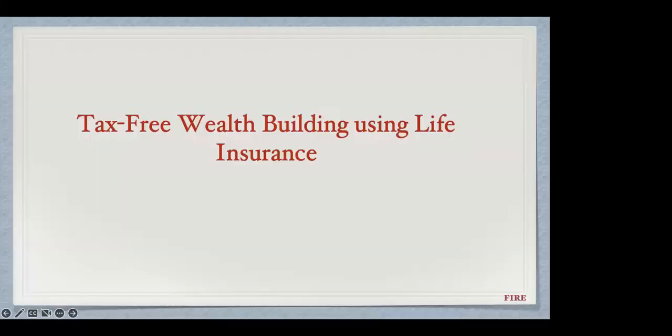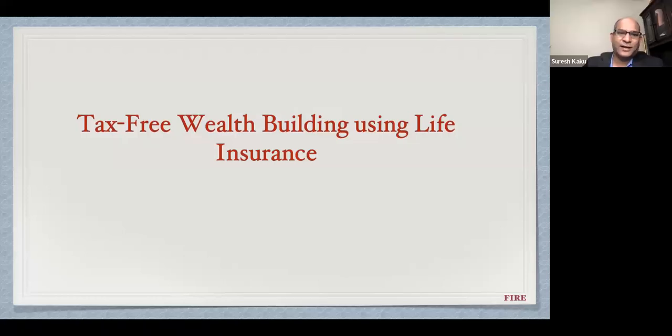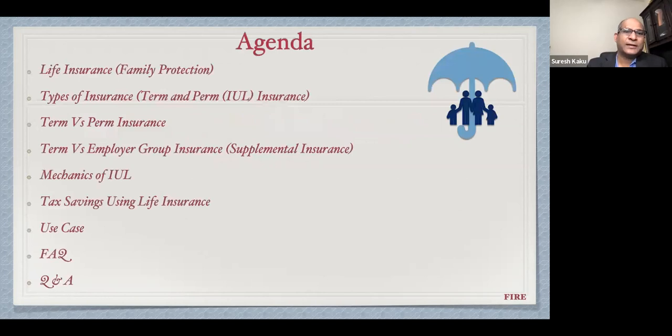Yes, Suresh garu. Okay, so today's topic is basically how to build wealth tax-free using the life insurance strategy. So this would be the agenda for today. First and foremost, how we can protect our family. Then, what are the types of insurance that are available? What is the difference between term and perm? Somebody says term insurance, somebody says life insurance, somebody says whole life insurance, so I'll explain what all the differences are.